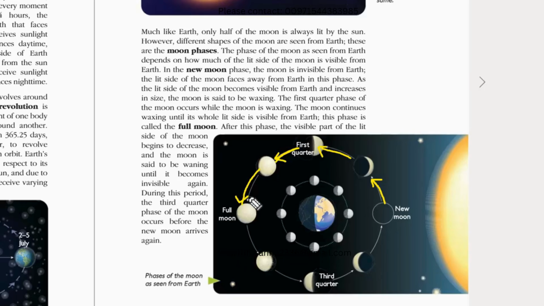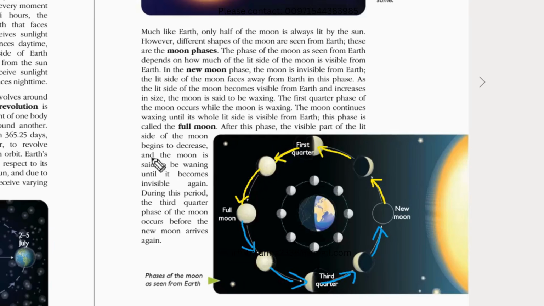So we went from the new moon where we could not see anything, then we started seeing a little bit, and then more, and then we could see half of it. It became the first quarter, and then waxing continued until we could see the full moon. Now, after the full moon, what happened? It started to hide again. After this phase, the visible part of the lit side of the moon began to decrease. Now look, it's decreasing. For a third quarter, it's decreasing, decreasing. Now it became hidden again.